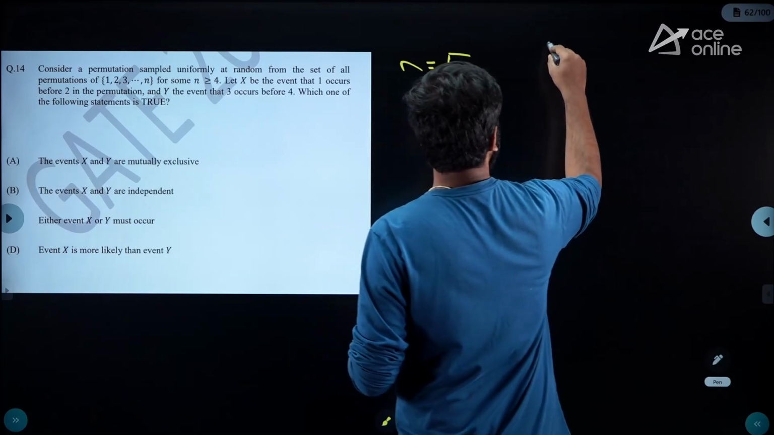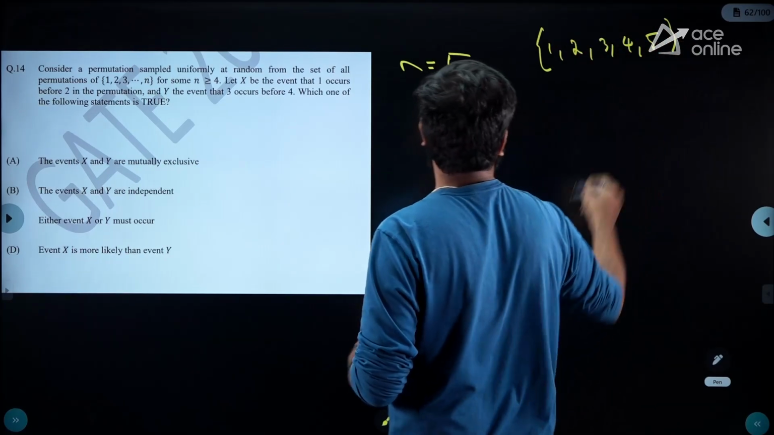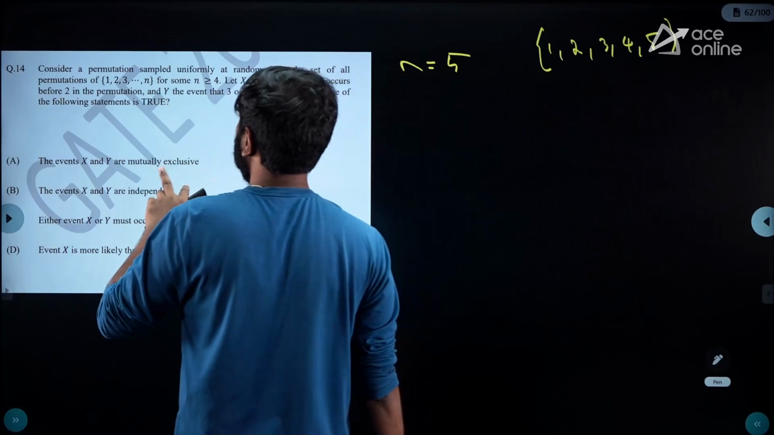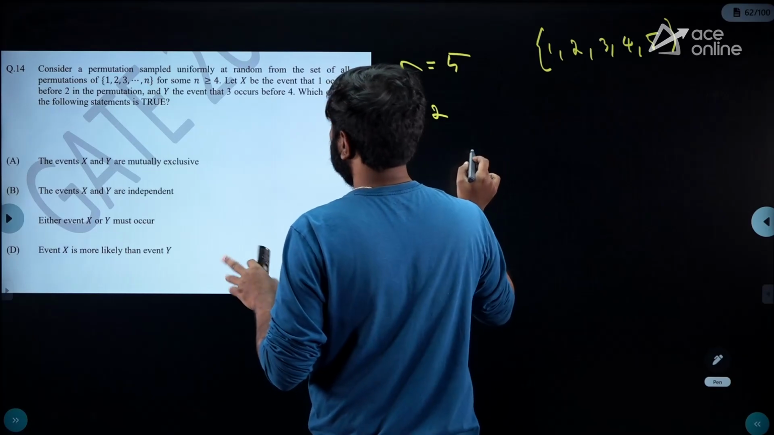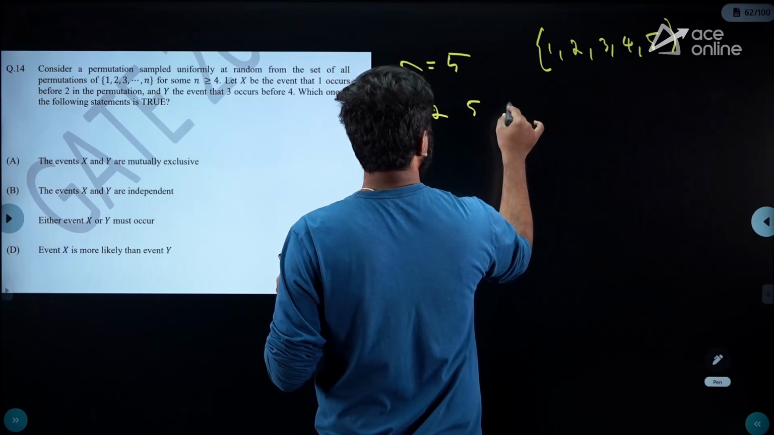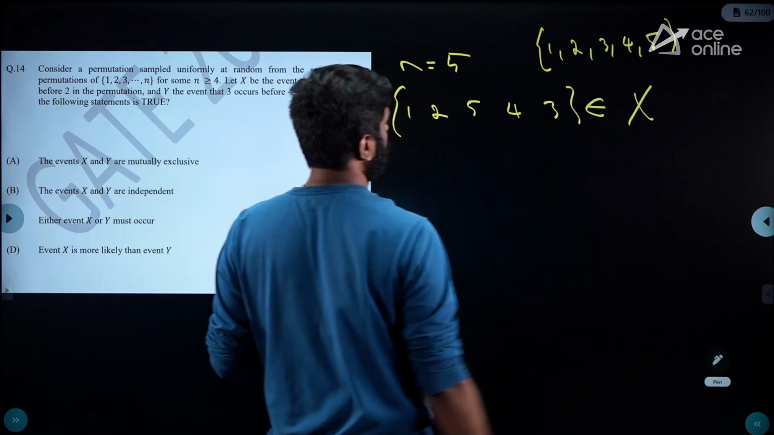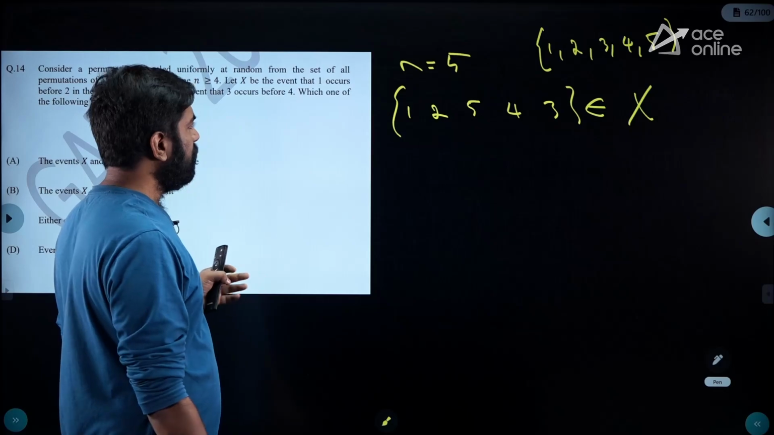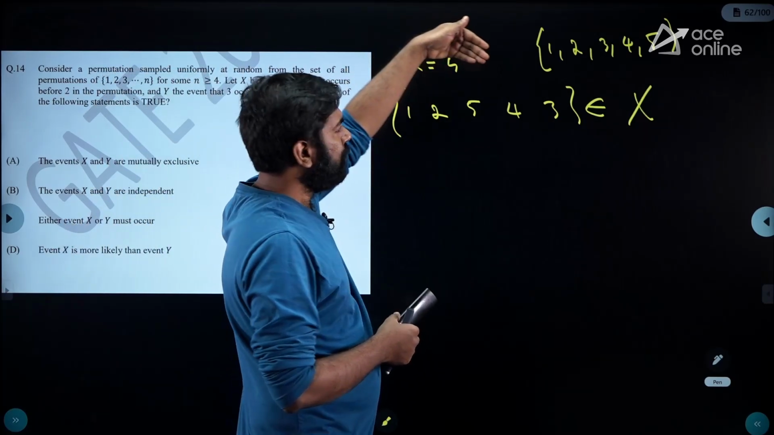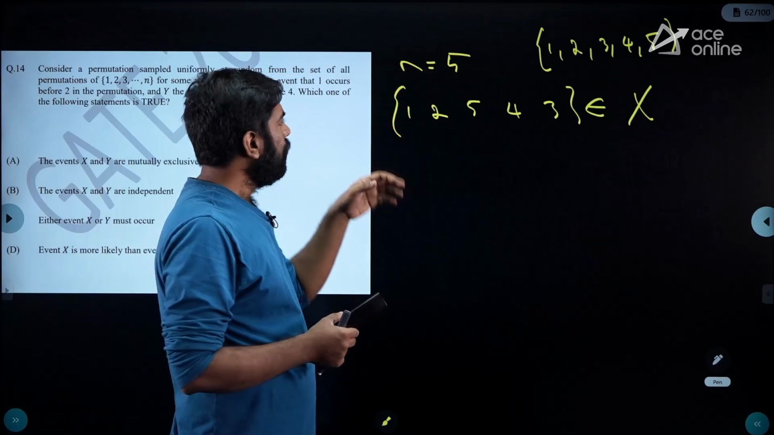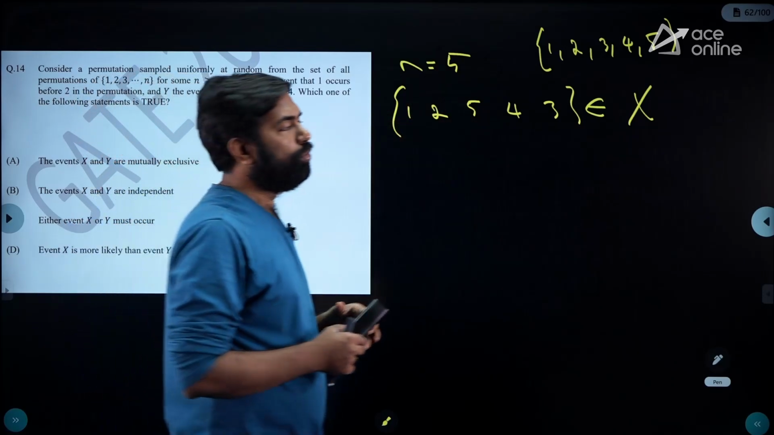Then you will have a set like 1, 2, 3, 4, 5. Let's take one of the permutations. So he says 1 occurs before 2. 1, 2, 5, 4, 3. This is something which belongs to x. Sir, how do you say that this belongs to x, sir? Because this is a permutation of 5 numbers. Sir, why did you take only 5? Because I am just doing the verification. So 1 occurs before 2. This has to belong to x.